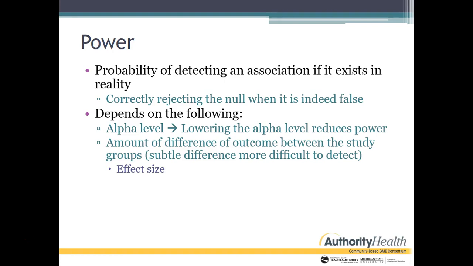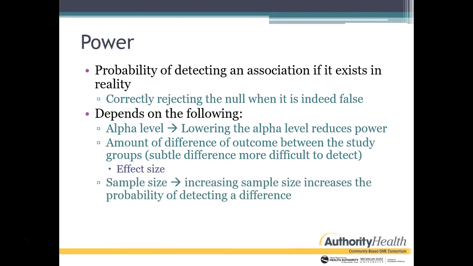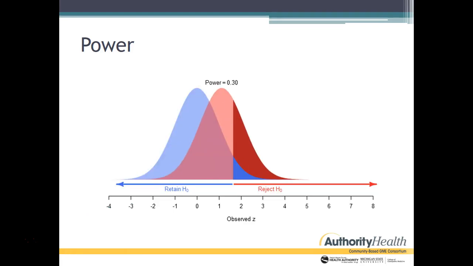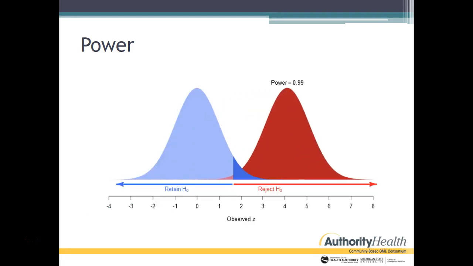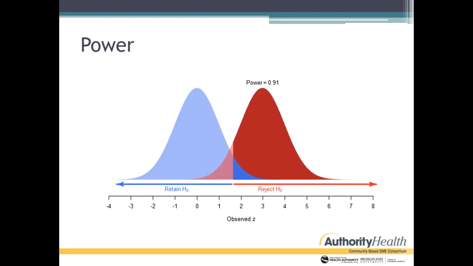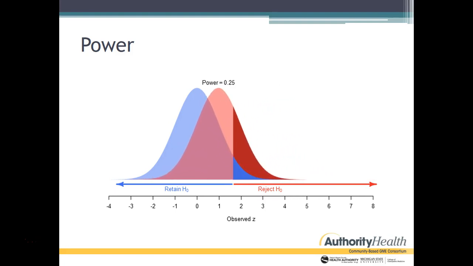So a small effect size in a low prevalence disease would be more difficult to detect. Sample size, of course: increasing your sample size increases the probability of detecting a difference, so therefore would increase your power. And like we just talked about, power is 1 minus beta, and typically 80% is the usually accepted power. So I think, oh, here we go. Here's our lovely GIF showing how the power increases.